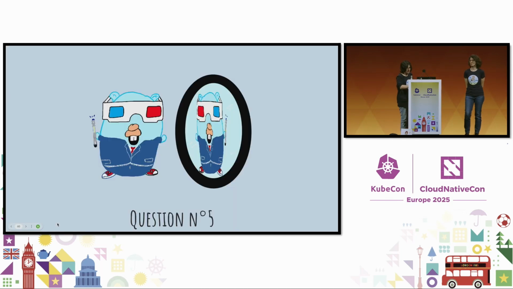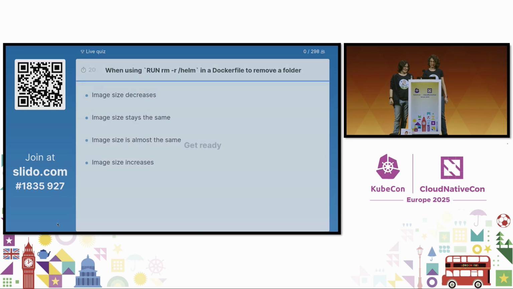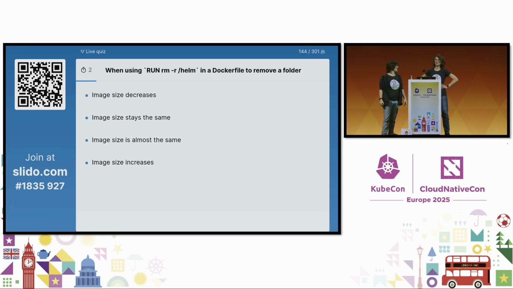Okay, next one. Are you ready? Next one. When you're deleting something from the image using RUN rm -r, for example, /helm, does the image size decrease, stay the same, is it almost the same, or does it increase? I know, it's playing on words again.